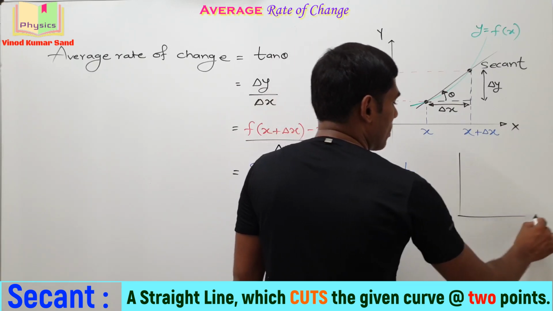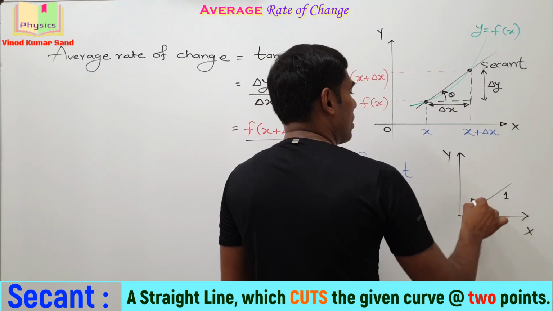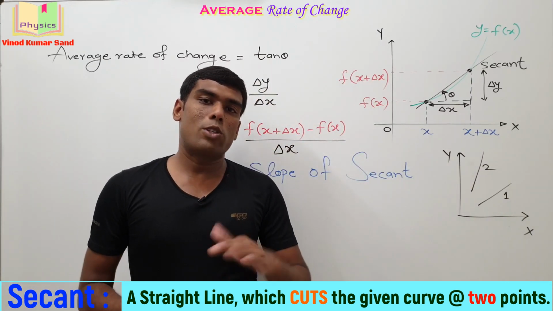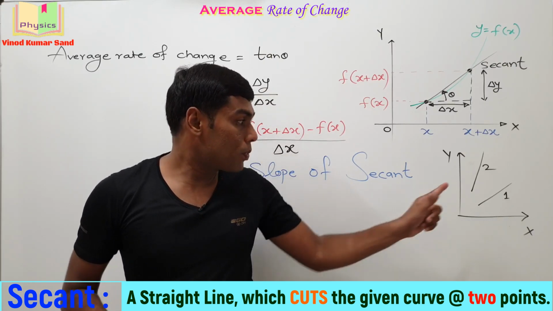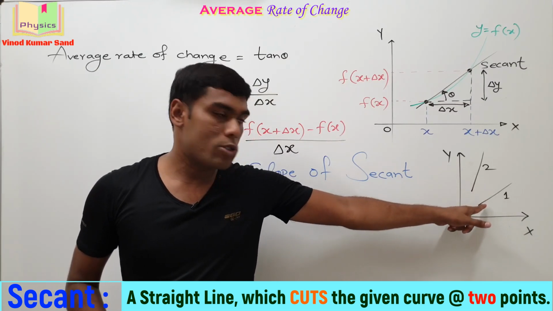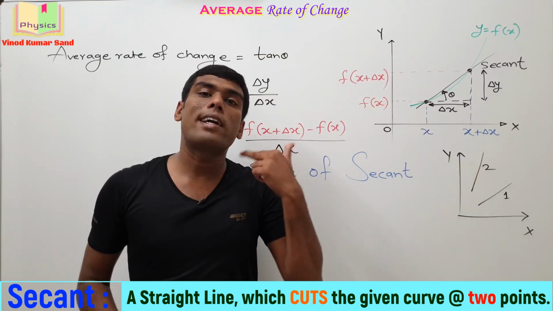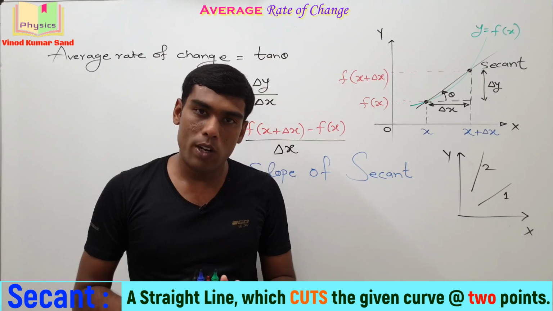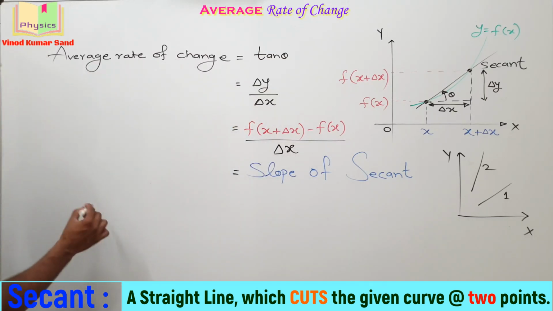Suppose I give you two lines. This is x-axis, this is y-axis, this is line number 1, this is line number 2. Which line has more average rate of change? It can be decided using the slope. The slope of line 2 is greater as compared to the slope of line 1. It means the average rate of change for line 2 is greater than the average rate of change for line 1. Getting my point? Let's take another example.